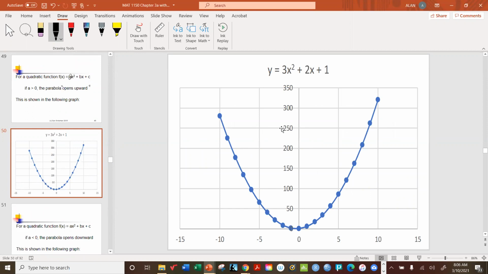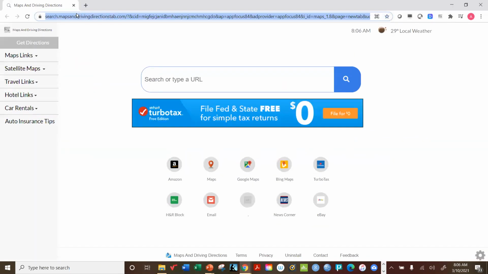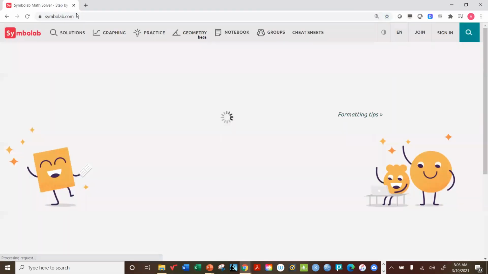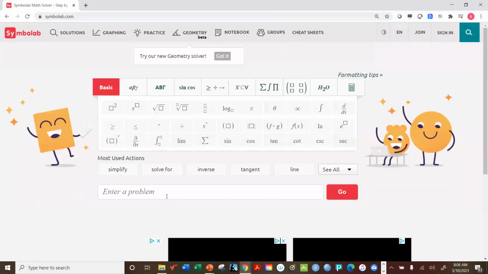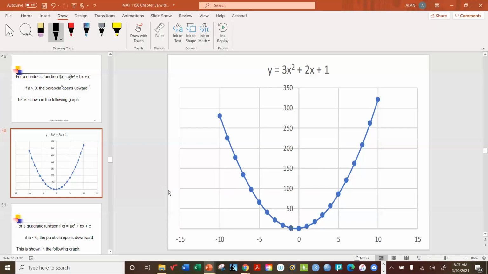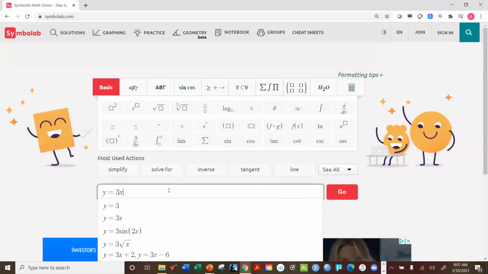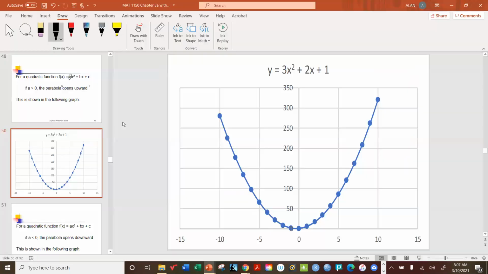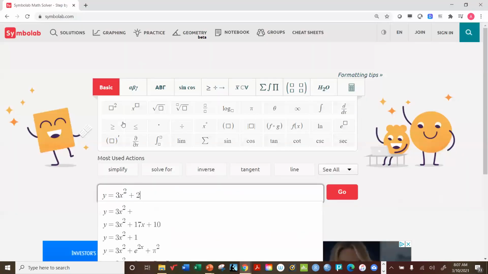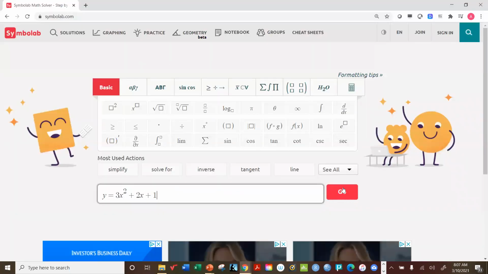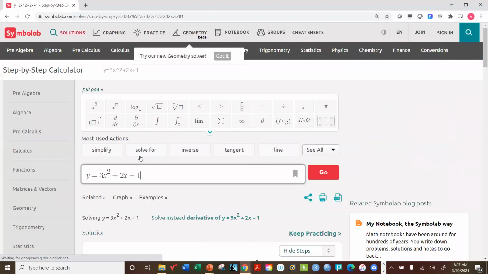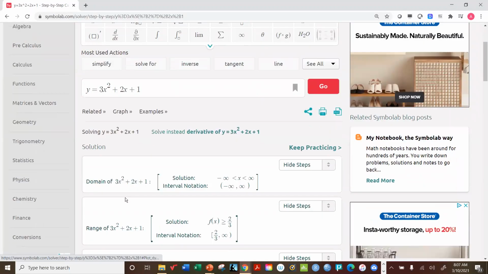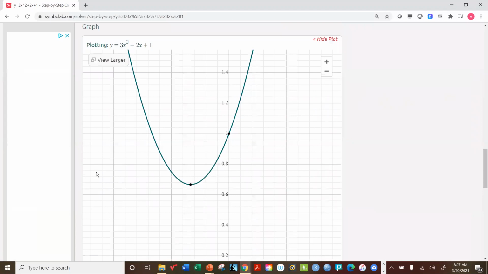But if you want to get a better feel, I think we've already done this before, for what these graphs look like, you can switch over to this application called Symbolab, which does a really nice job with these graphs. Y equals 3x squared plus 2x plus 1. It should be able to give us a nice graph of this, and you can get a better feel.